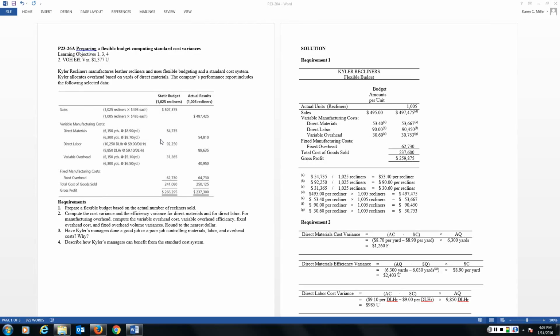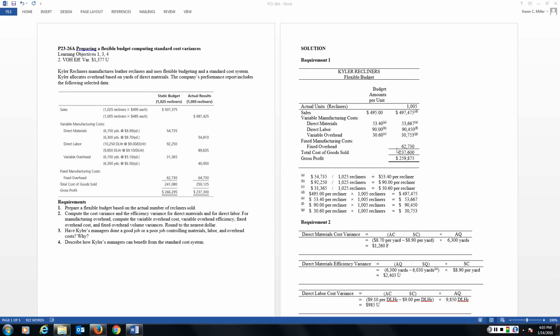And now I can simply extend these. $53.40 per 1,005 chairs, $53,667. $90 per 1,005 chairs, $90,450 in labor. $30.60 in overhead times 1,005 chairs is $30,753. And then notice our fixed costs do not change. We estimated 62,730. Even though our actual results were different, our budgeted amount for fixed overhead is the same regardless of whether we manufacture 1,025 or 1,005.